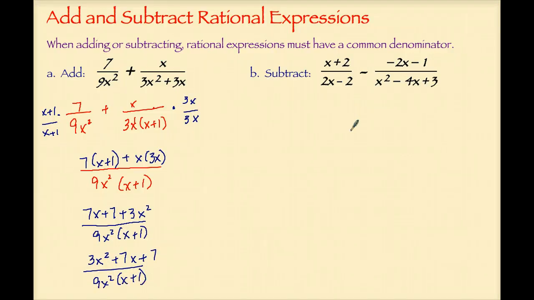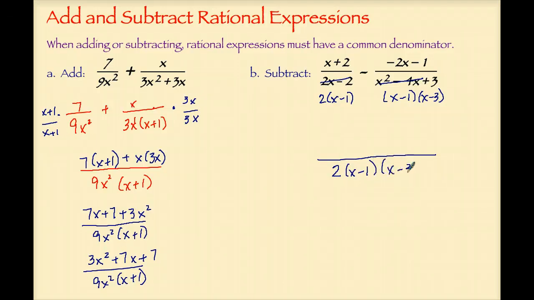Let's try subtracting. Of course, it's going to be very similar. Let's factor these denominators. This becomes 2 times (x minus 1). And this denominator factors into (x minus 1)(x minus 3). All right, so in constructing our new denominator, I'll need the 2. I'll need the x minus 1. And I'll also need the x minus 3.